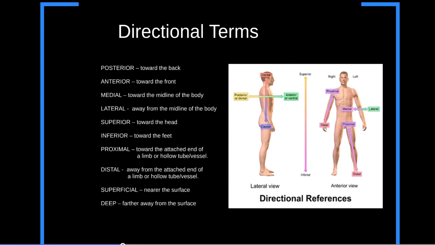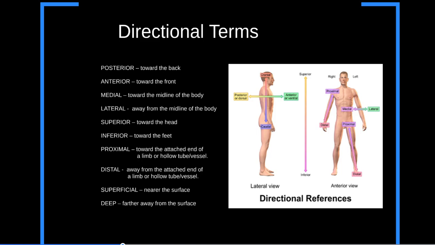So a lot of these directional terms are words you've probably heard of. They're pretty common in the English language, words like posterior and anterior, deep or superficial. Most people have an idea of what those words mean. So we're going to look at them from the context of where things are in the human body and how we would use these terms appropriately for anatomy. So we'll start with the top ones, posterior and anterior. Posterior simply means towards the back, and anterior means towards the front.